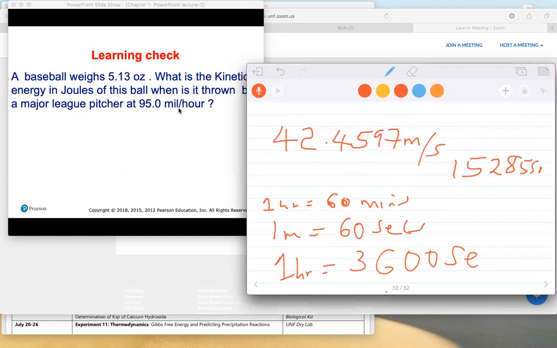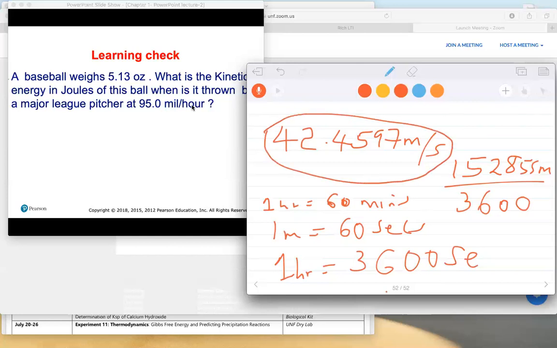So I have 152,855 meters per 3600 right there. Because of what? Because of this per hour. That's why I'm dividing it. It says per hour, that means you divide. And this is where I got this number right here.